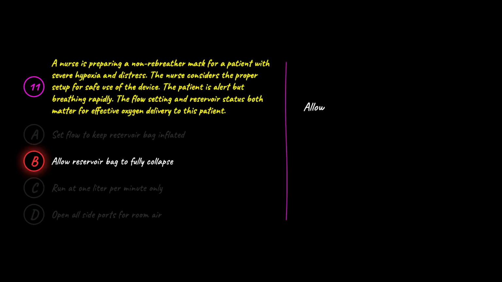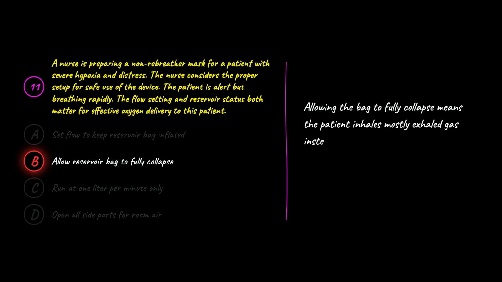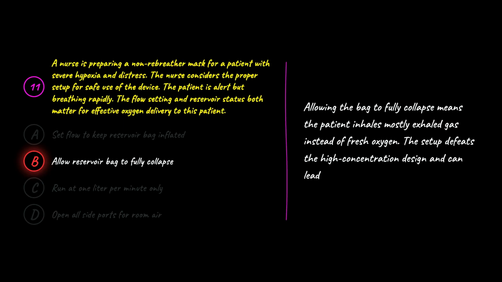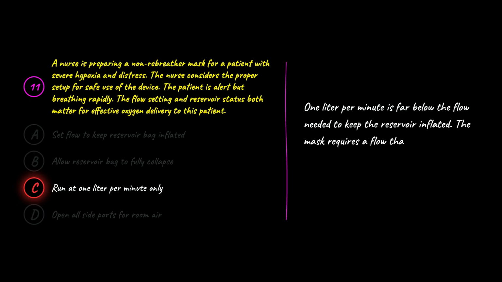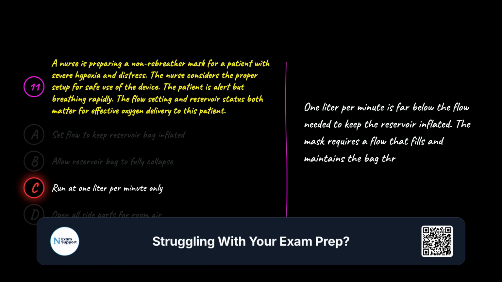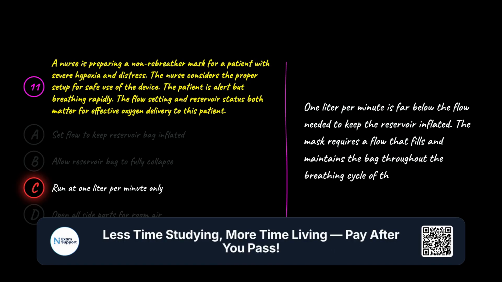B is wrong because allowing the bag to fully collapse means the patient inhales mostly exhaled gas instead of fresh oxygen. The setup defeats the high concentration design and can lead to worsening hypoxia and carbon dioxide retention. C is wrong because 1 liter per minute is far below the flow needed to keep the reservoir inflated. The mask requires a flow that fills and maintains the bag throughout the breathing cycle of the patient.